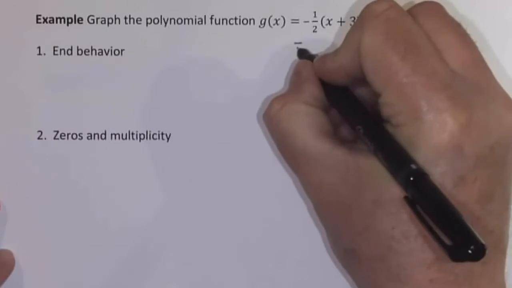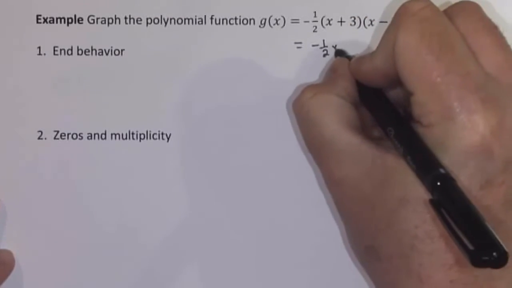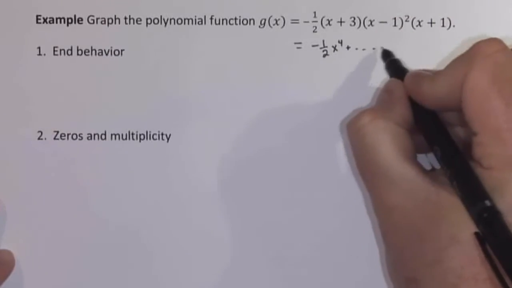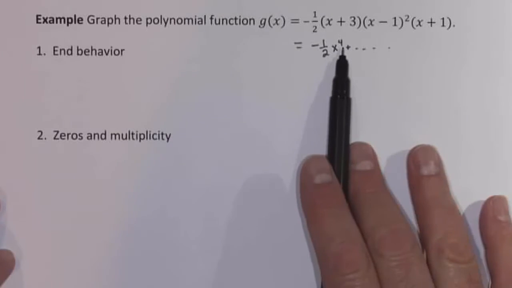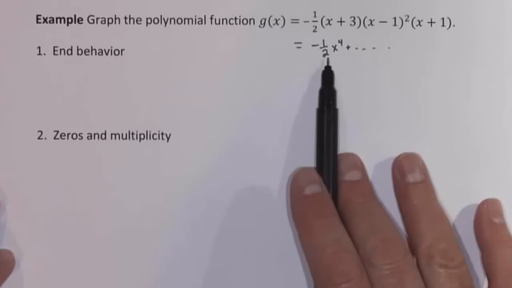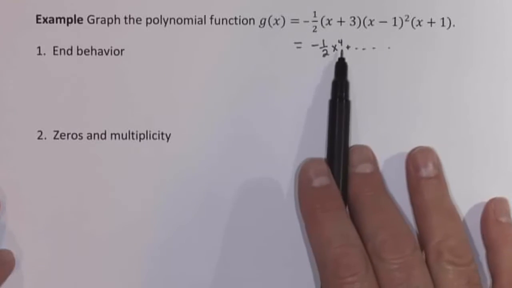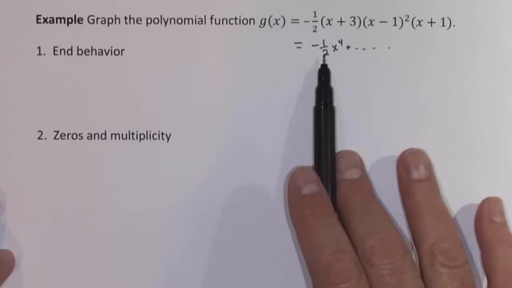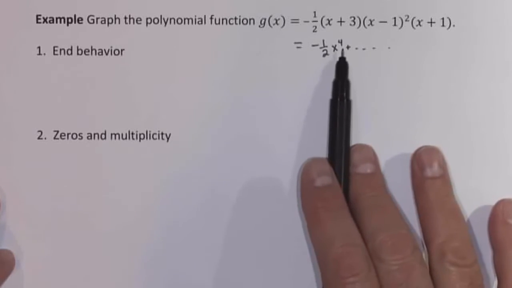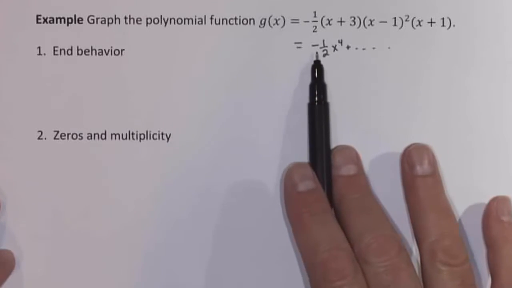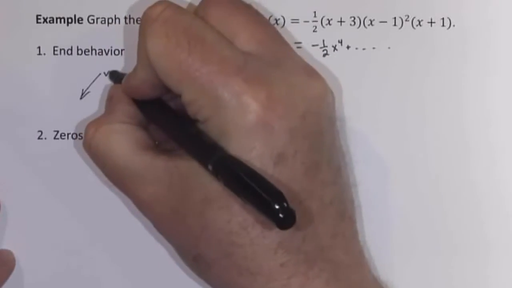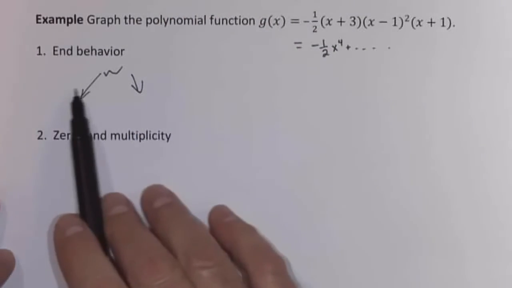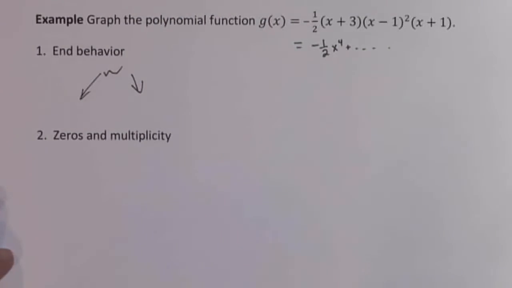So in other words, if we were to multiply this all out, we would get -1/2 times x to the 4th power, and then plus more. But this would be the leading term. So our leading term has a degree of 4, and we have a leading coefficient of -1/2. So we have an even degree and a negative leading coefficient. The even degree means it's either going to be up, up, or down, down. And the negative leading coefficient means that the end behavior is going to be down, down. So it's going to head down on the left and down on the right.